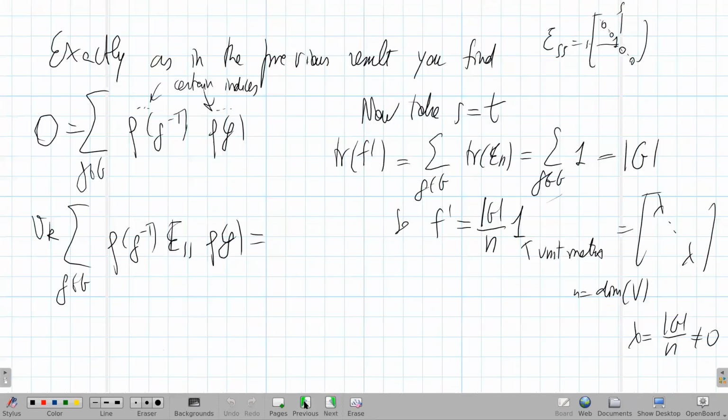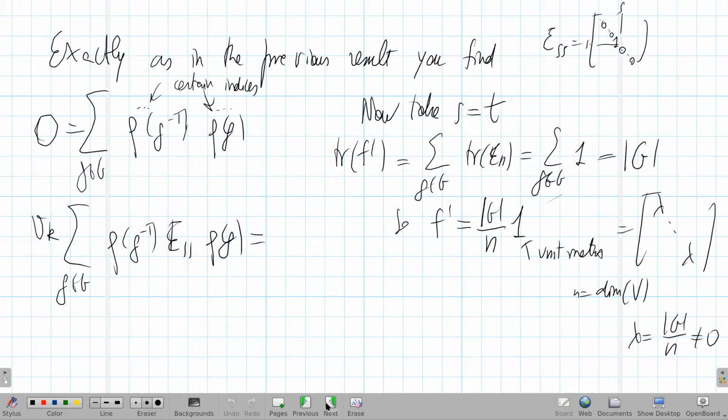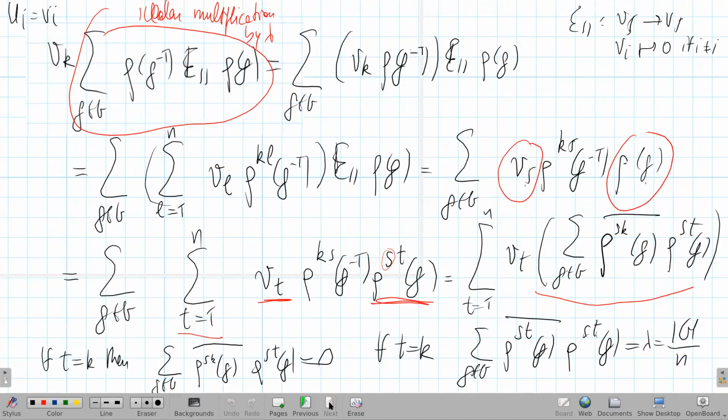With this, we have obtained these important relations. The only way to obtain something different from 0 here is where the indices are the same, j equals l, s equals t. Of course they come different in the proof, and when they are different from 0, they are the order of G divided by n. There's a technicality here, but we can safely ignore it for the moment.